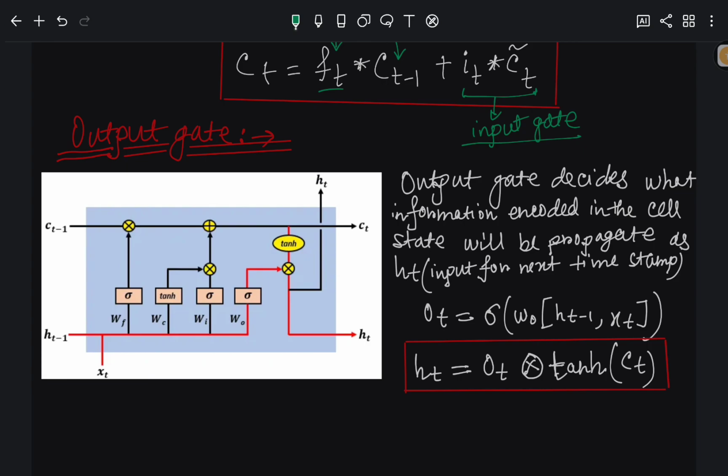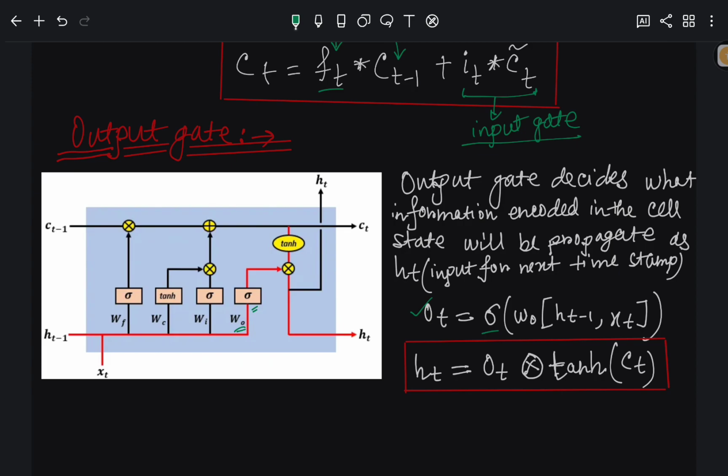So if you see, at first it calculates the output gate output, which is OT. So the OT will be calculated using this sigmoid activation function. So your WO is the weights associated with the output gate. So WO will be multiplied with the inputs, which are HT minus 1 and XT, and then we use a sigmoid activation function, and that will be element wise multiplicated with the tanh of CT, right?